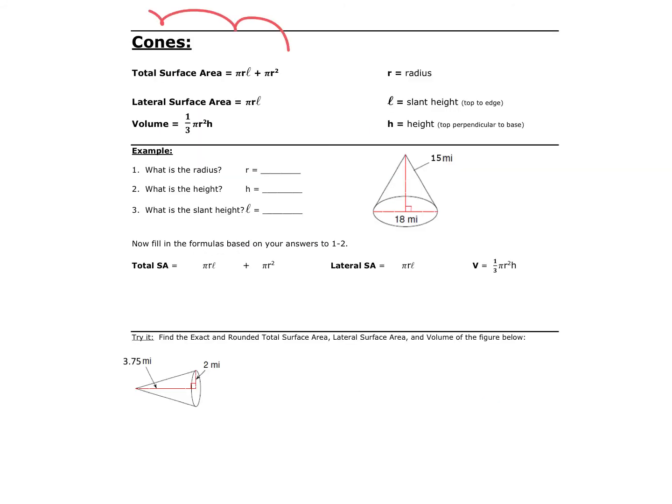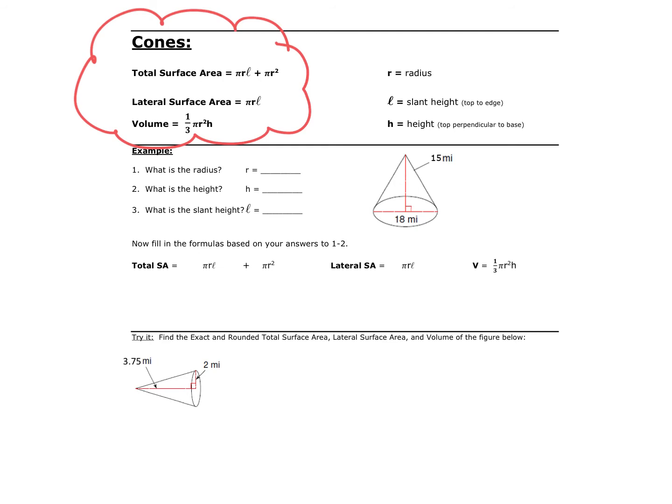Now let's look at the cones. Here are our cone formulas. The total surface area equals pi RL plus pi r squared. So pi r squared is the area of a circle, and so since it's the base, that makes sense. Our lateral surface area is just the pi RL, pi times the r, the radius, times L, the slant height, and then our volume is 1/3 pi r squared times the height.